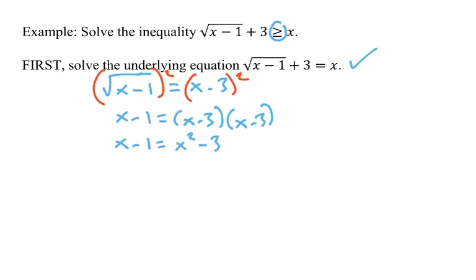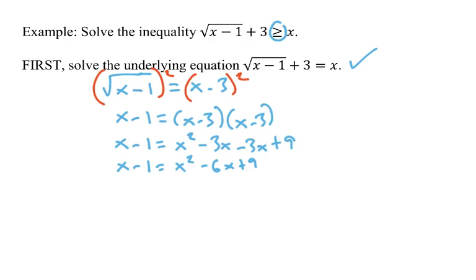Product of the outside terms is negative 3x. Product of the inside terms is negative 3x. Product of the last terms is 9. And combining some like terms, we would get x squared minus 6x plus 9. The radical equation has now simply become a quadratic equation.